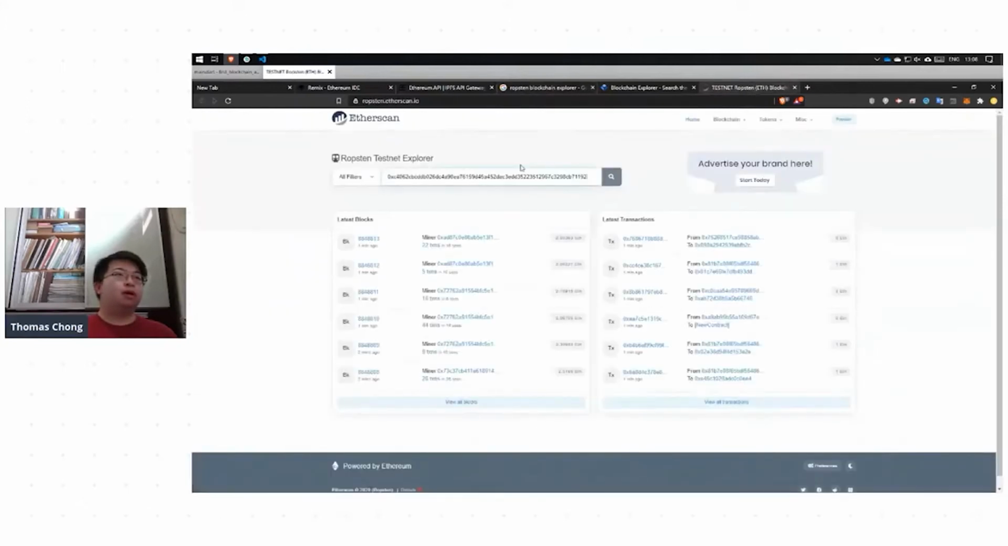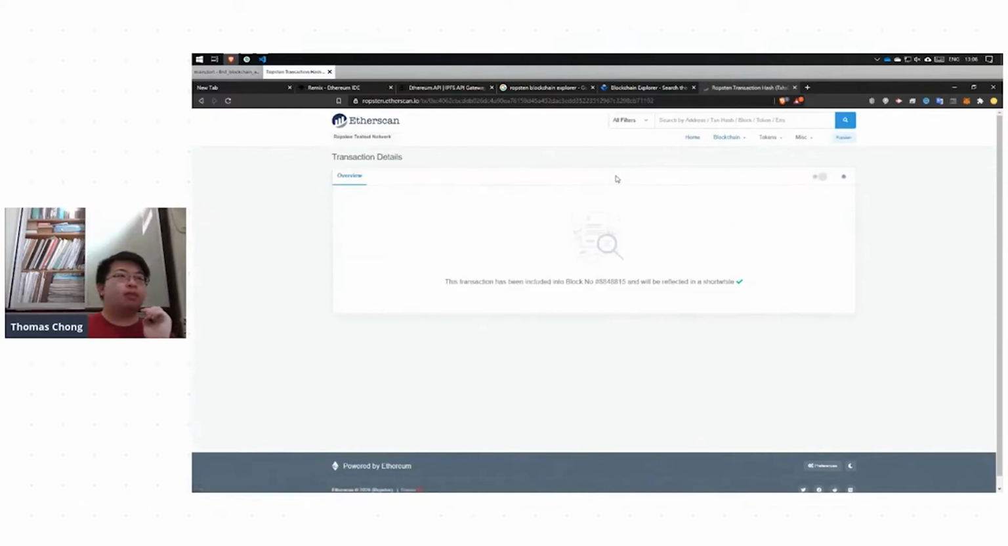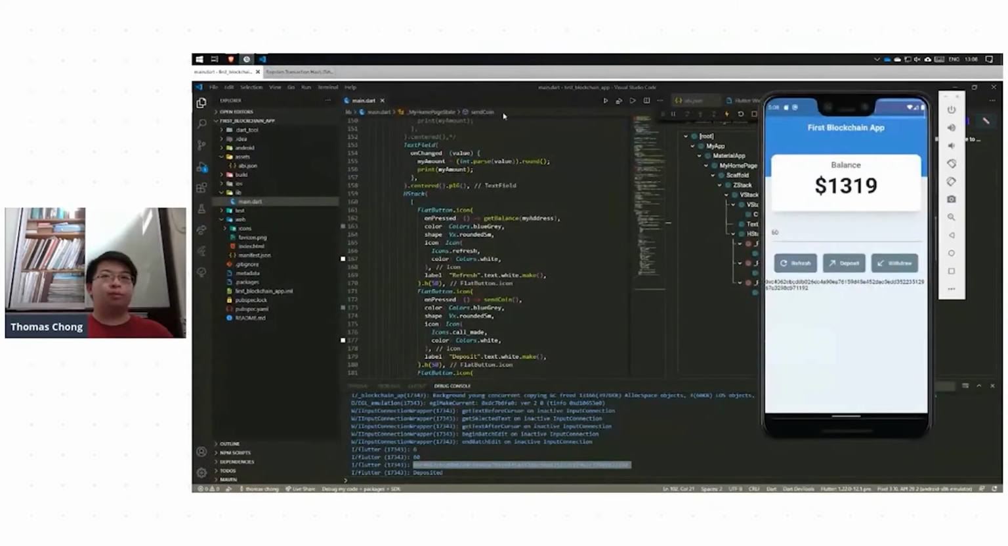Yeah, and then I'm trying to put this ID here. Yes, this transaction's block number will be reflected in a short while, and then it is doing the transaction now. And then we can go back to the app, and after this transaction confirms, it will have changed this file, and we can try to refresh it.